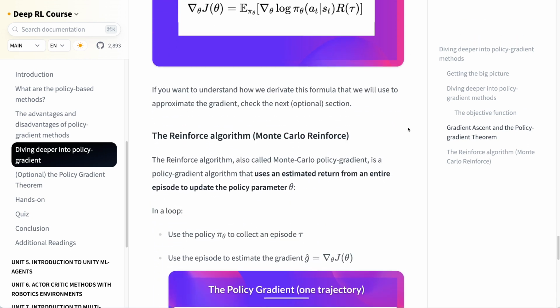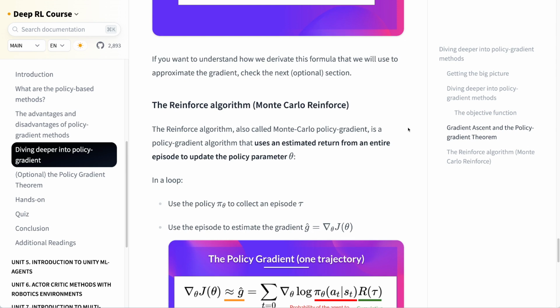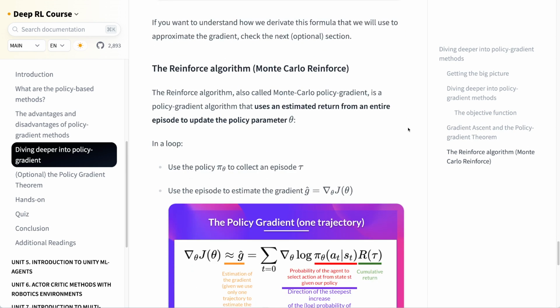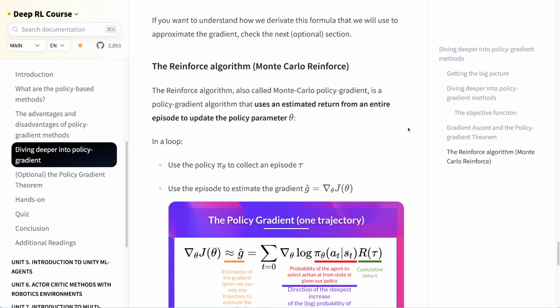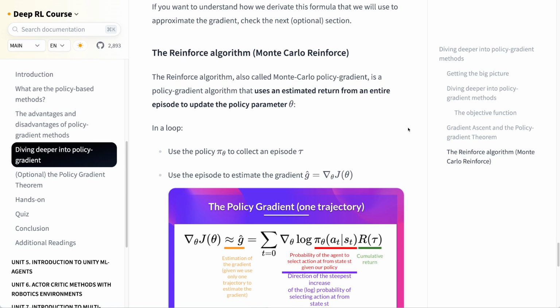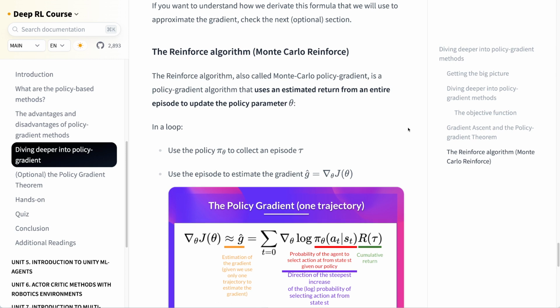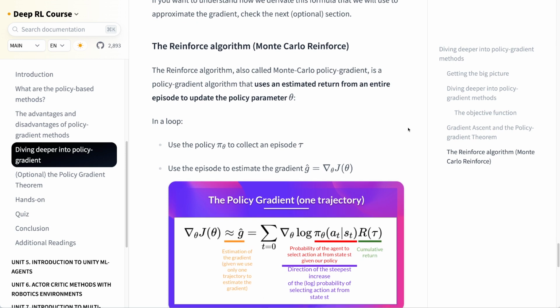Okay. The REINFORCE algorithm, also called the Monte Carlo policy gradient, is a policy gradient algorithm that uses an estimated return from an entire episode to update the policy parameter theta. In a loop, we use the policy pi to collect an episode tau, and then we use the episode to estimate the gradient. Awesome.